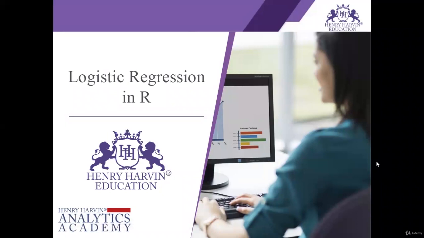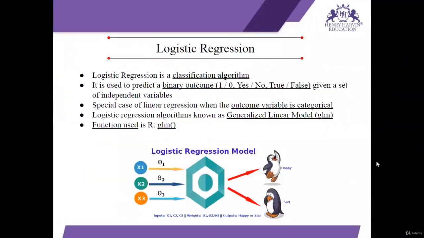Logistic regression in R. Logistic regression is a classification algorithm. It is a function that weighs the input feature or variable so that the output is separated, one class to positive values and the other into negative values. In other words, logistic regression predicts a binary outcome, either 1 or 0, yes or no, true or false, given a set of independent variables. It is a special case of linear regression when the outcome variable is a categorical value.